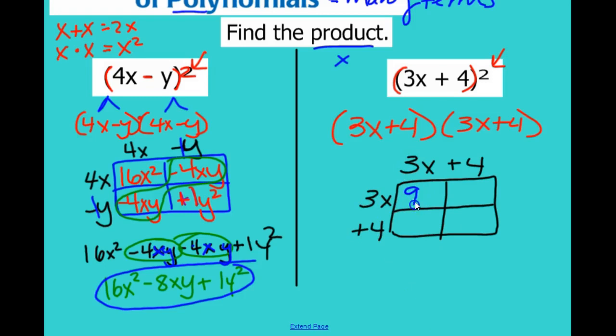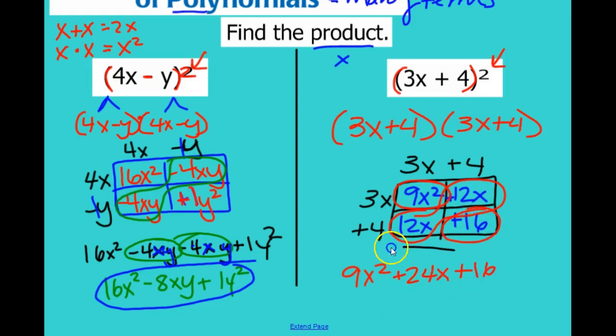3 times 3 gives us 9. X times x is x to the power of 2. 3 times 4 is 12. We can put a plus there. And then there's just an x. 3 times 4 again is 12 with an x. And 4 times 4 is 16. So if we write from our highest degree to the lowest, this has the highest exponent, 9x squared. Then I have a 12x and another 12x. 12 plus 12 is 24x, and then last, plus 16. So these are our 3 terms, our trinomial, that we ended up with.